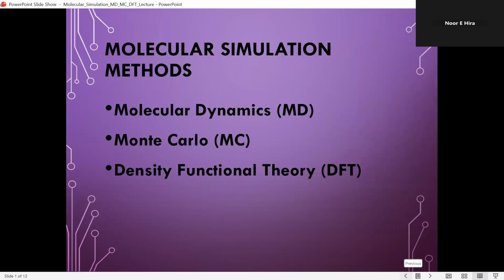As you can see from the title, today we will discuss different simulation methods, particularly molecular dynamics simulation, Monte Carlo simulation, and density functional theory. Each of these methods is based on different physical principles, operates at different length and time scales, and answers different scientific questions. After today's video, you will clearly understand how these methods work, what kind of information each method provides, and when and why one method is preferred over the other.